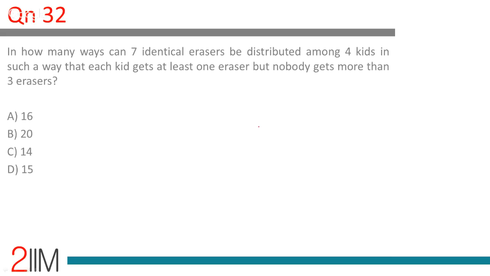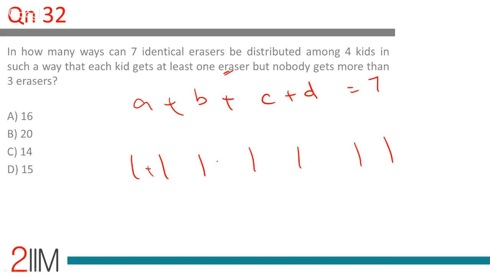In how many ways can 7 identical erasers be distributed among 4 kids in such a way that each kid gets at least 1 eraser, but nobody gets more than 3 erasers? So a plus b plus c plus d equal to 7. Let's first satisfy at least 1 eraser: 1, 2, 3, 4, 5, 6, 7. We have to place plus symbols in 3 places. This is 6C3, which is 20 ways.